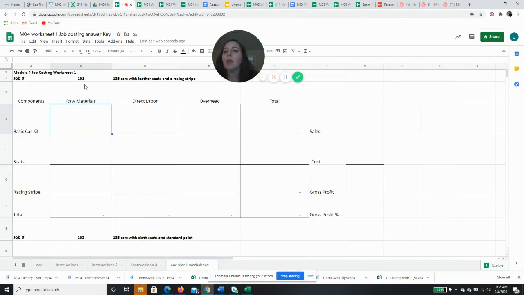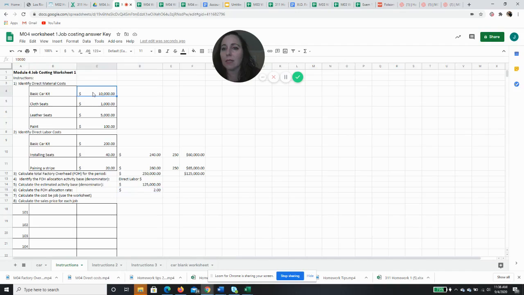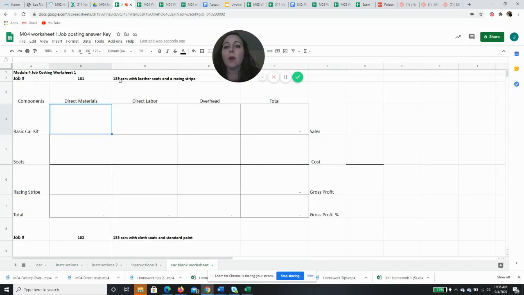Okay. So job 101 is 135 cars with leather seats and a racing stripe. I'm going to start with my raw materials. We also call these direct materials. We're going to use that kind of interchangeably. All right, so the basic car kit. I'm going to go back to where I calculated it, and the basic car kit is $10,000. I'm making 135 cars, which means I need 135 basic car kits. So my formula here is going to be the 135 cars times the cost of a basic car kit, which was $10,000.